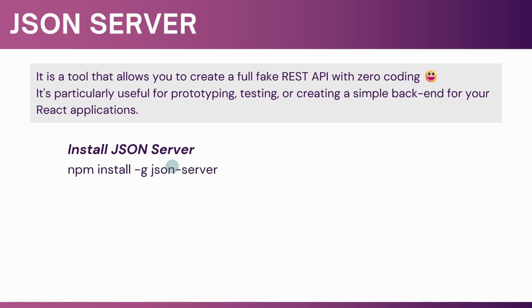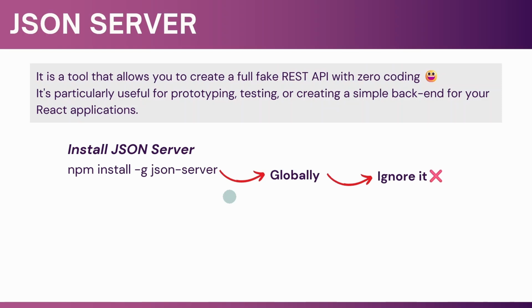First, you should install JSON server, and in terminal, you will be running this command: npm install -g, which stands for global, and I want to install my JSON server. So previously, if you have already installed globally, then again you do not have to install. You can simply ignore this command.